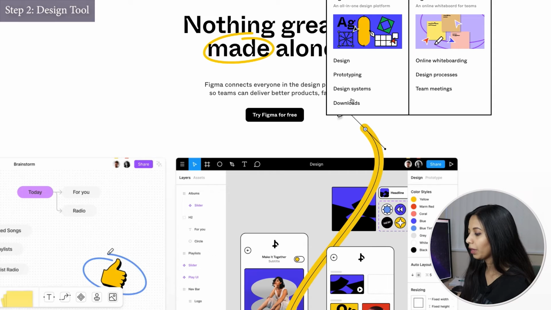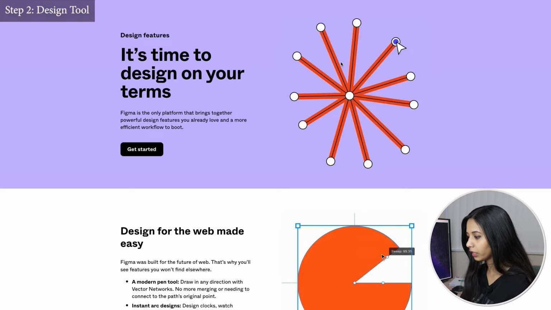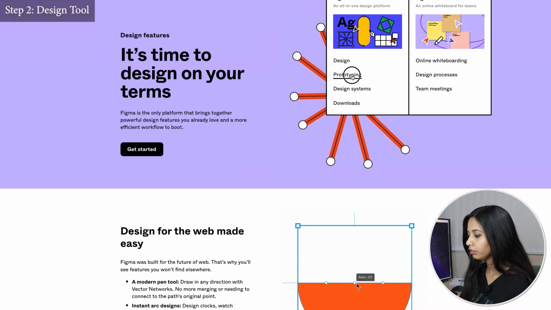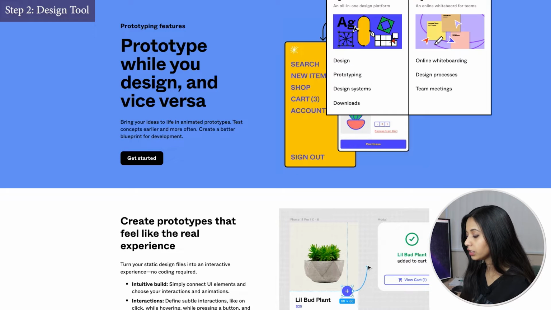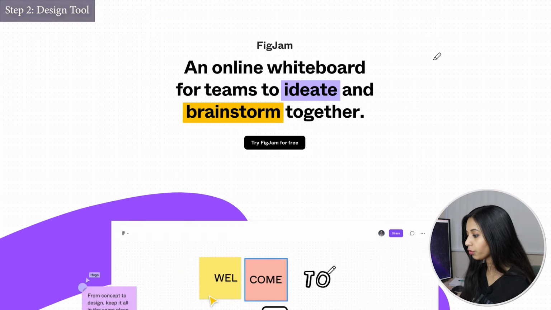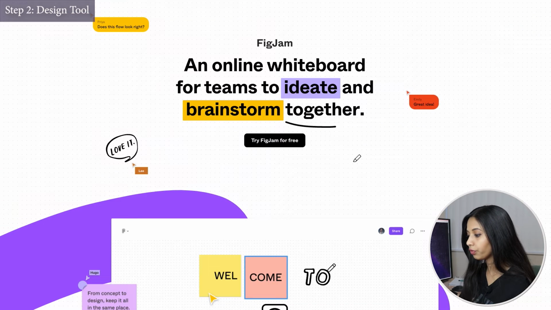Step number 2 is to start learning a design tool to practice design. There are tons of design tools out there in the market. Just pick one and start designing. My go-to design tool is Figma. This is kind of an all-in-one design tool itself. You can do design, low fidelity, high fidelity, interactive prototypes, and also whiteboarding as well.